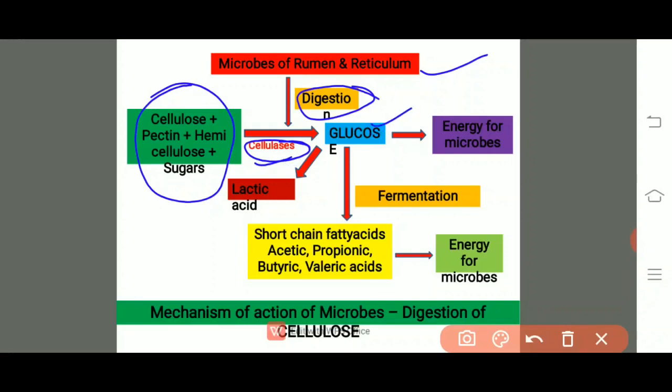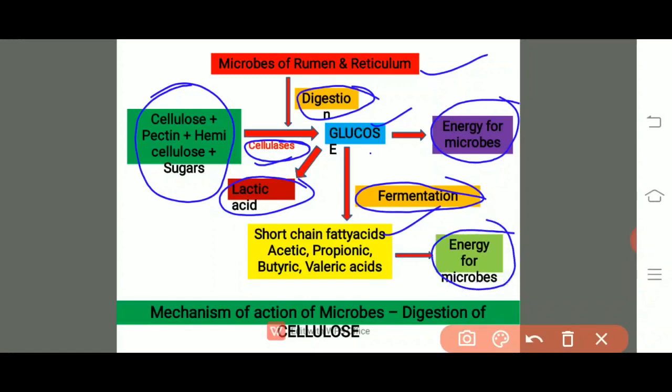Some amount of this glucose is utilized for energy by the microbes, and the remaining amount gets fermented. Some of it produces lactic acid by anaerobic respiration, and the remaining amount gets fermented to form short chain fatty acids: acetic acid, propionic acid, butyric acid and valeric acid. And from all these food sources there will be a release of energy which is needed by the microorganisms.